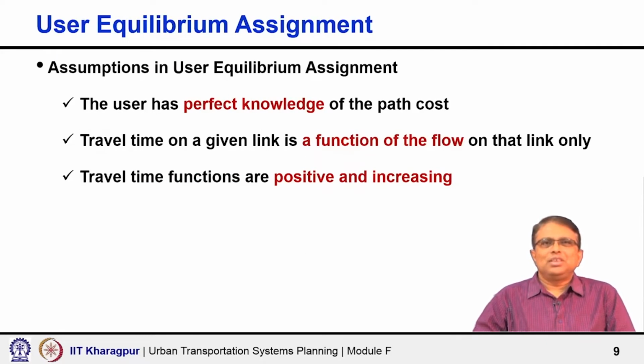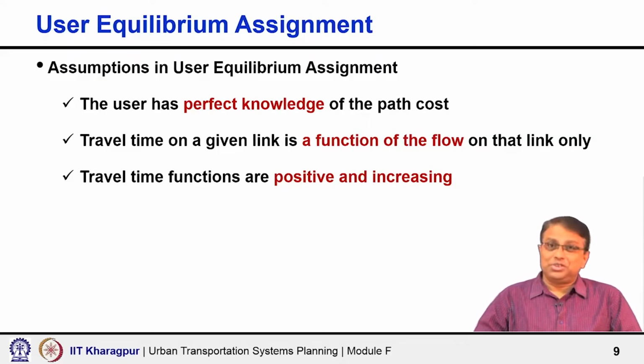Now, there are certain basic assumptions in user equilibrium assignment. First, the user has perfect knowledge of the path cost. Otherwise, how would the decision be taken? So, this is one fundamental assumption, which later on, when we discuss other, more realistic traffic assignment techniques, we will see how those techniques can overcome such assumptions.